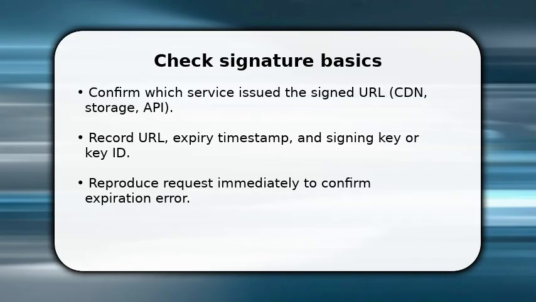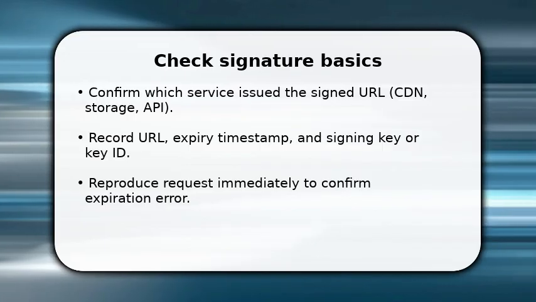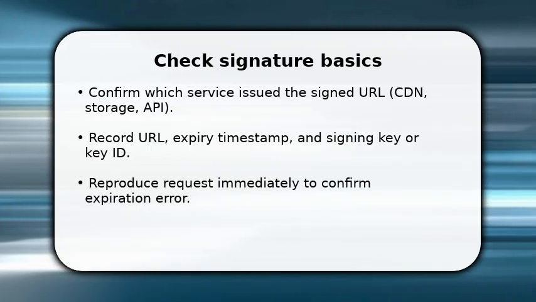You start by proving the URL is truly expired. Check the signed URL parameters and note the expiry timestamp and signer identity. Then verify the key or key ID used for signing. If you don't have it, ask the owner or check your key management.